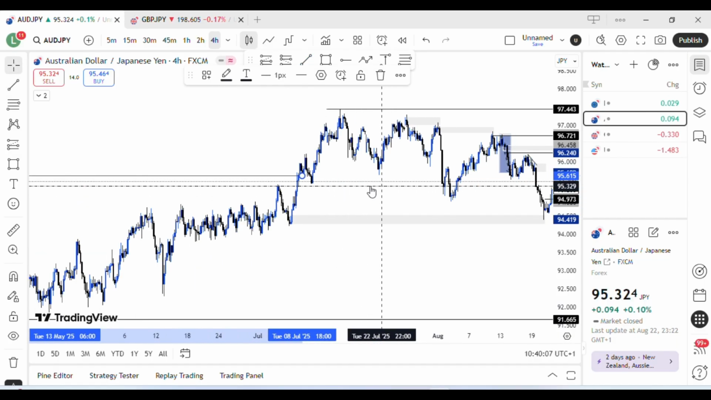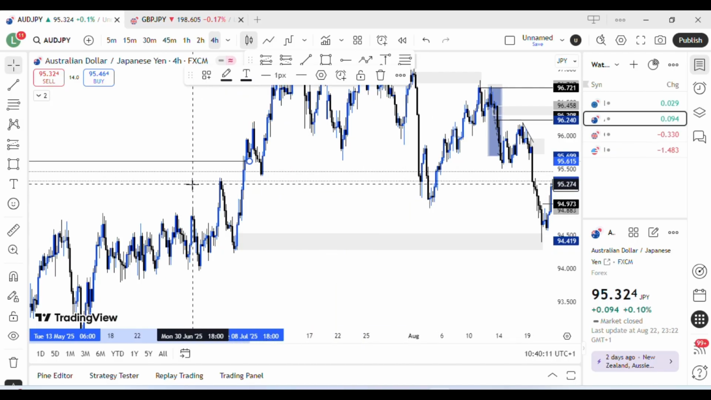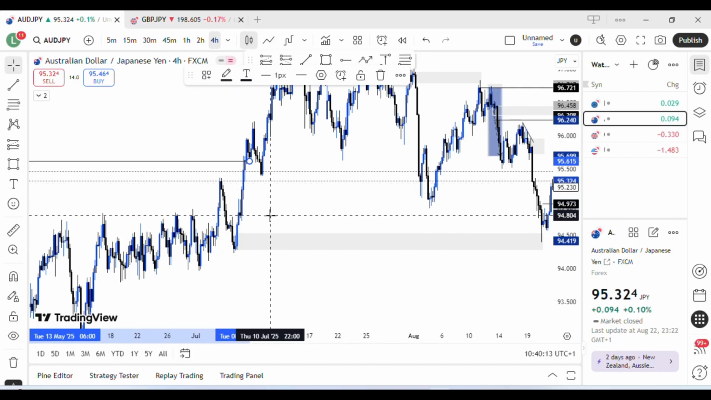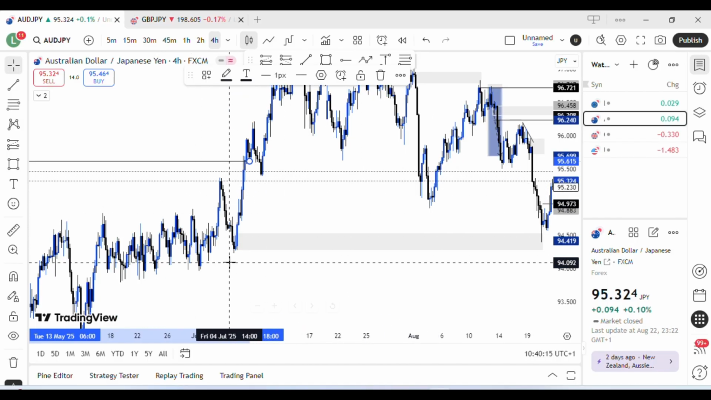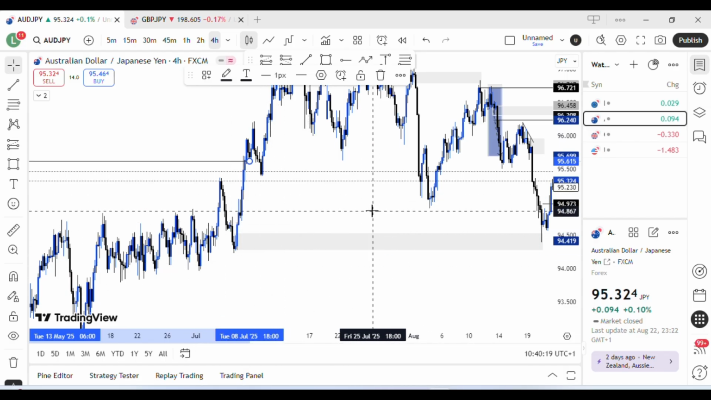Break of structure at that area. And when the market breaks structure, don't forget, the first thing is to find your order block, the candlestick that pushed the market to the upside. We are going to mark it out.